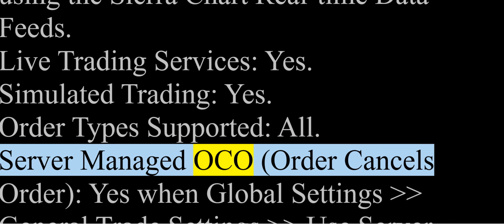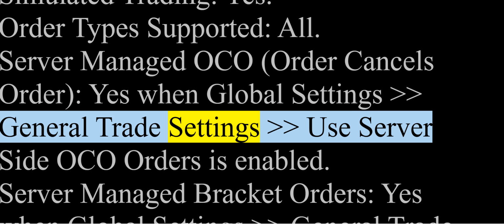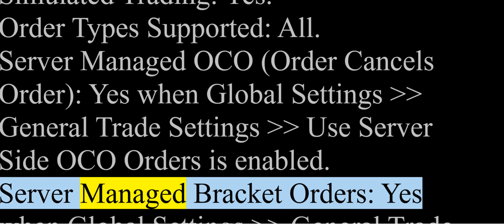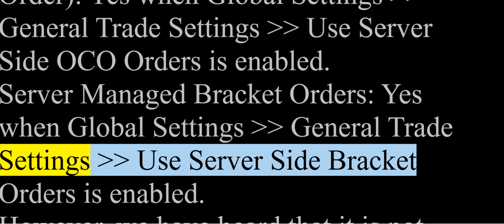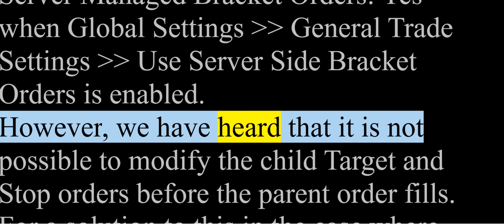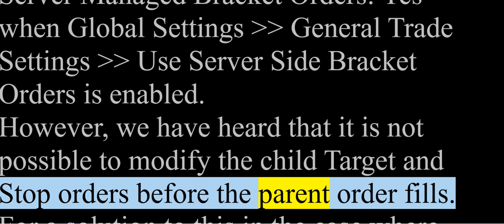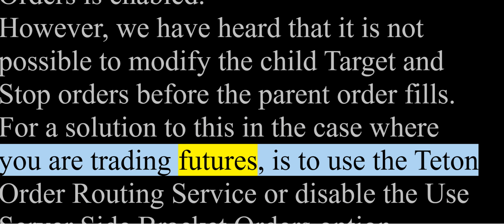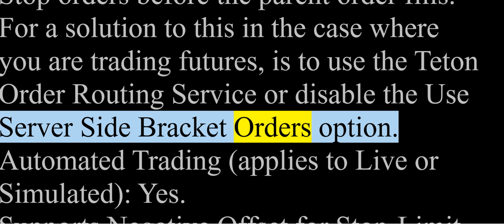Server managed OCO, order cancels order: yes, when Global Settings, General Trade Settings, Use Server-Side OCO Orders is enabled. Server managed bracket orders: yes, when Global Settings, General Trade Settings, Use Server-Side Bracket Orders is enabled. However, we have heard that it is not possible to modify the child target and stop orders before the parent order fills. A solution to this, in the case where you are trading futures, is to use the Teton order routing service or disable the Use Server-Side Bracket Orders option.